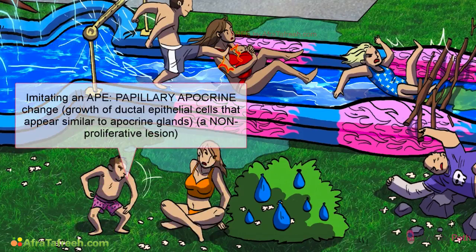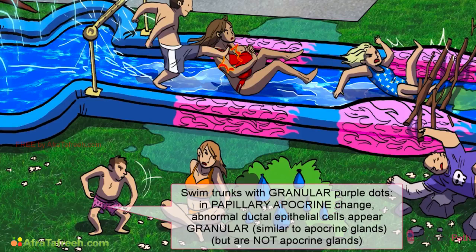Beyond breast cysts, the other main non-proliferative breast lesion is known as papillary apocrine change, characterized by growth of ductal epithelial cells showing apocrine features. As in, they kind of look like apocrine gland cells, but they're not. They do, though, kind of have a granular appearance, emphasized here by this kid's spotty swim trunks.